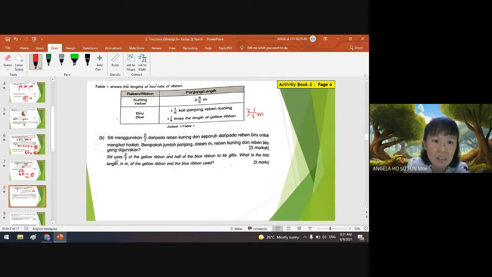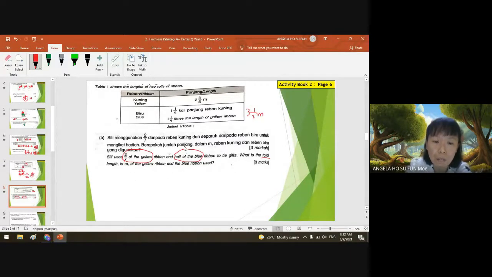All right. Now, Kitty uses 2 over 7 of the yellow ribbon and half of the blue ribbon to tie a gift. Okay. What is the total? All right. Total length. So the word total here, so you're going to plus. But before you plus, they've already mentioned this information: 2 over 7 of the yellow and half of the blue. Okay, and total up them.